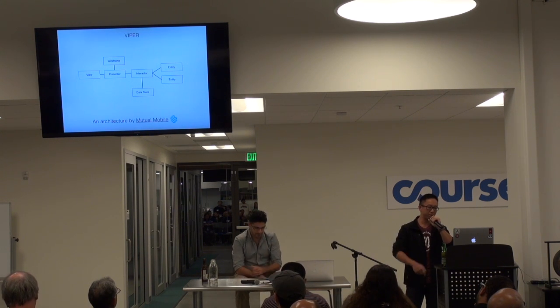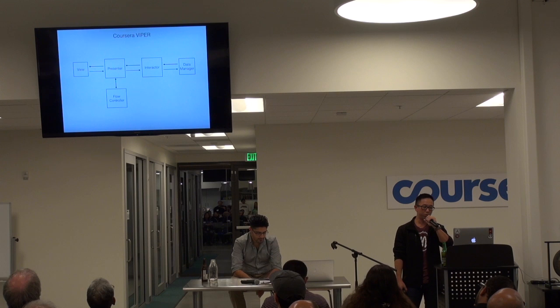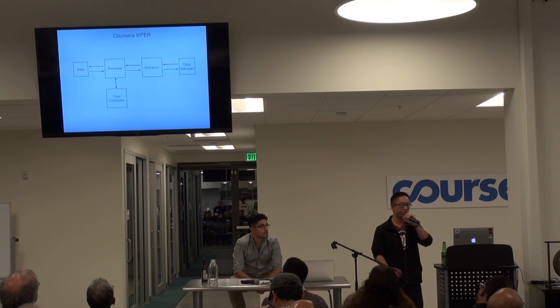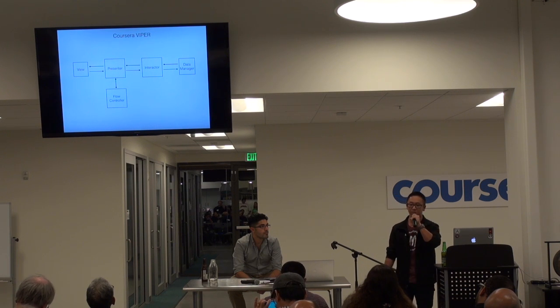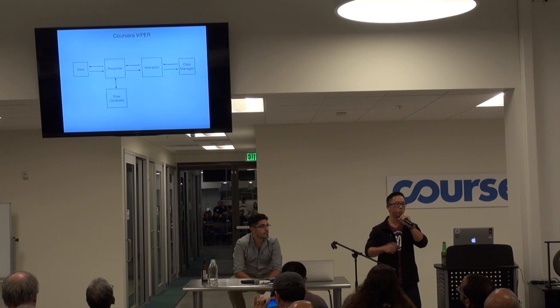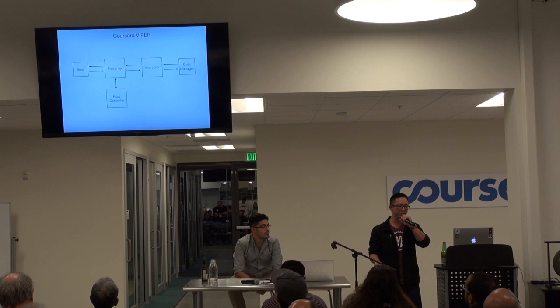So this is Viper as it is in the article. This is Coursera Viper, which is very much just the previous slide before. We have a view which talks to the presenter, which talks to the interactor, and a data manager. And we have something called a flow controller, which you can think of as just a router. And I think that was one of the biggest things about Viper: if you think about it, it's really close to MVVM. It just separates out a little bit of the data from the view operations, and then it also separates out the routing away from the controller or the view model essentially.